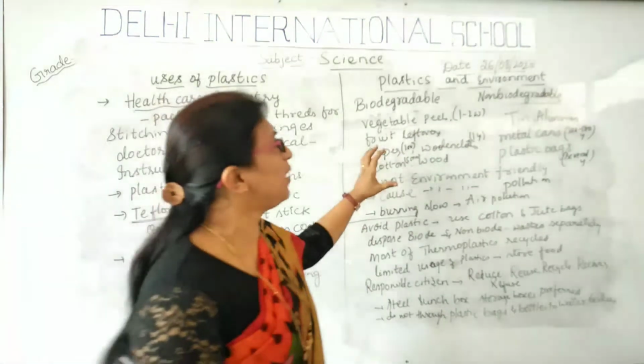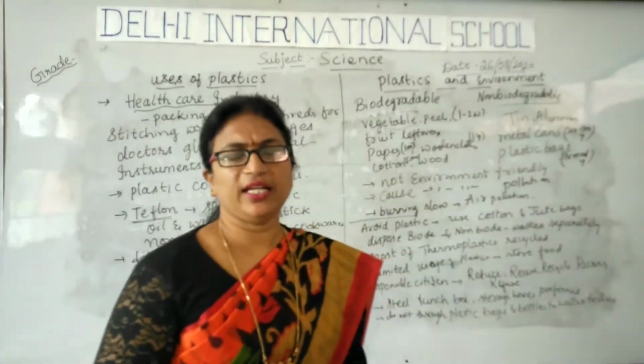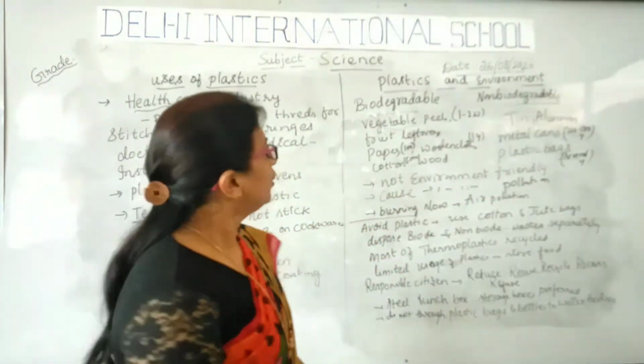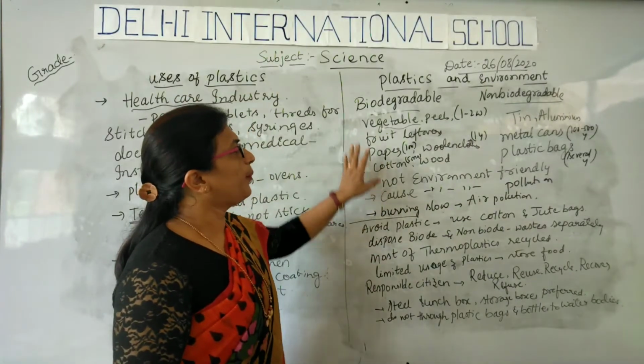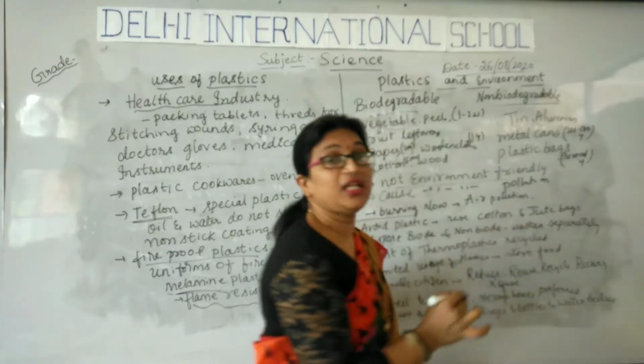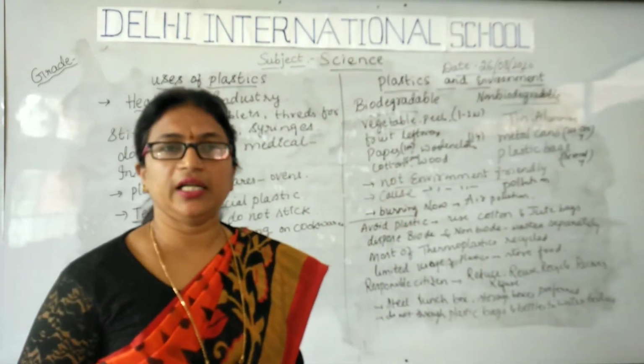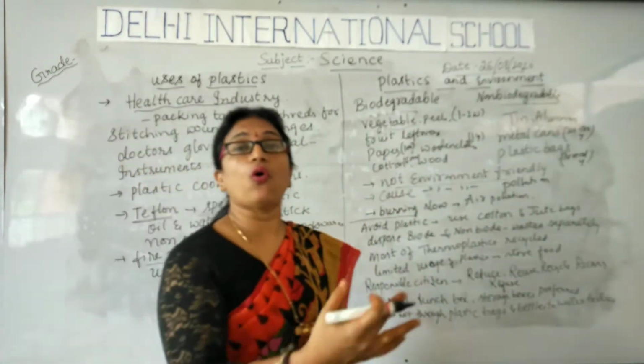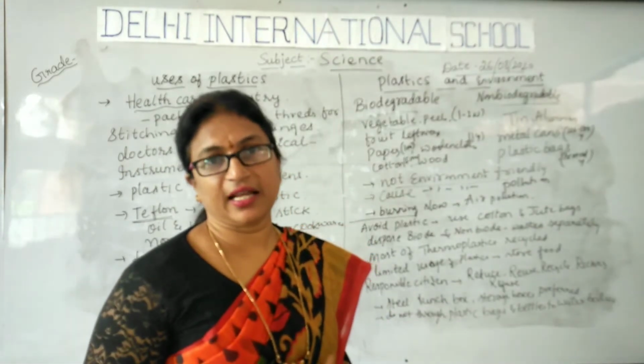So these are the two types of waste we create in our daily life: one is biodegradable waste, another is non-biodegradable waste. These plastics are non-biodegradable waste. They are not environment friendly. They are acting as a foe or enemy to the environment.